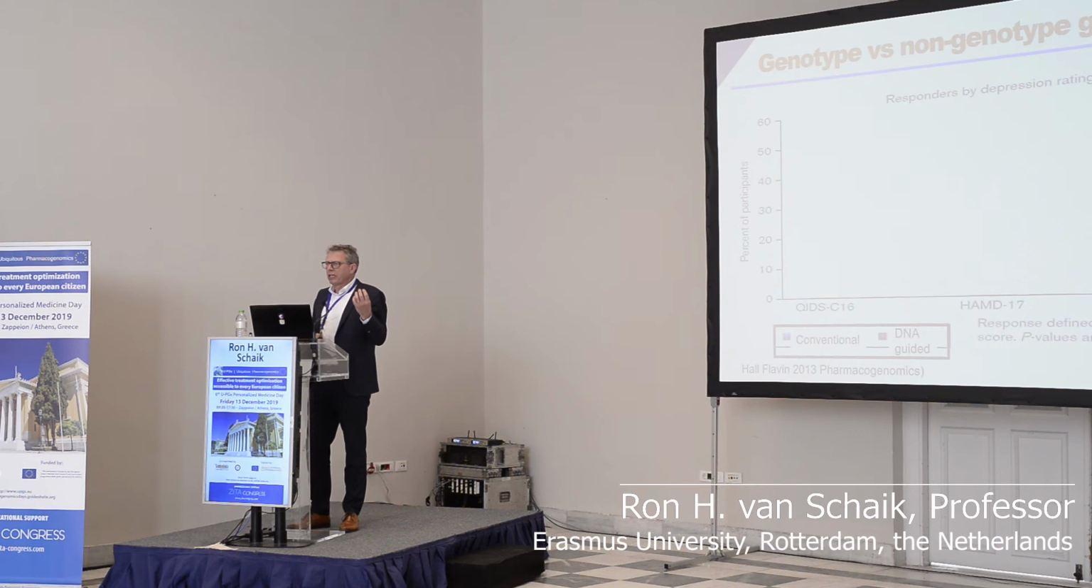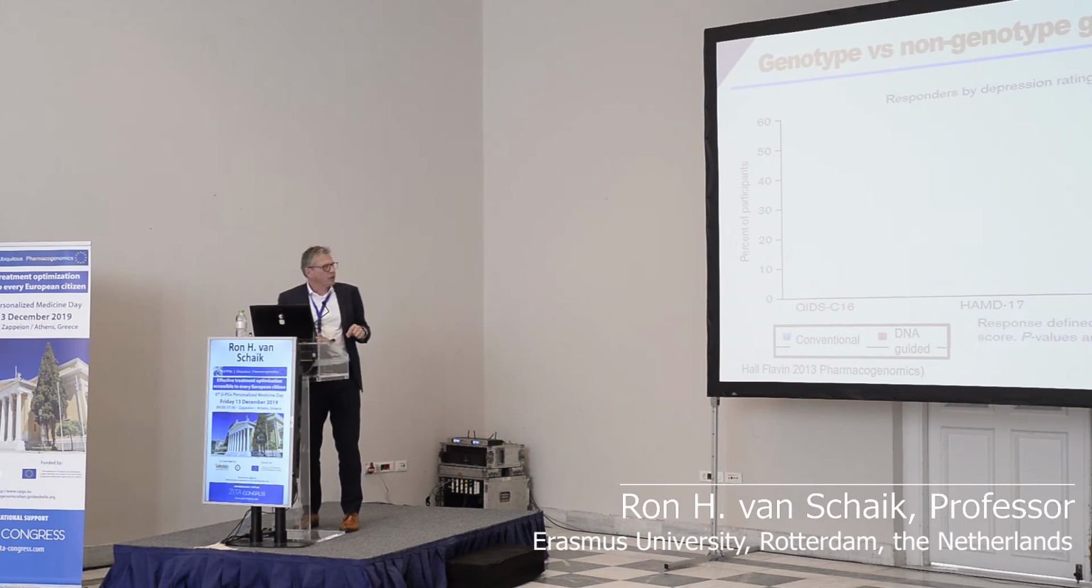I showed you the relation between the plasma concentration and the genetics, but the point is, if you know it now in advance, would that help you? Would you treat your patients better? Well, there was a study in 2013 looking at depressed patients treated with antidepressants, and they looked at the responders by depression rating at 8 weeks. And these are 3 different depression rating scales. And they compared conventional therapy in blue with DNA-guided therapy in red.